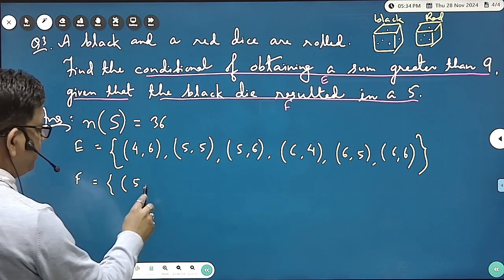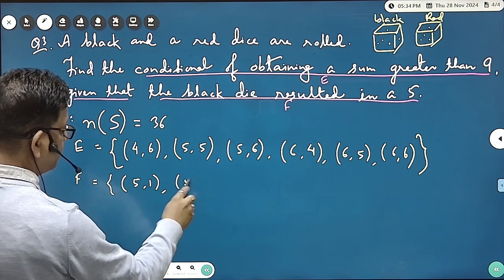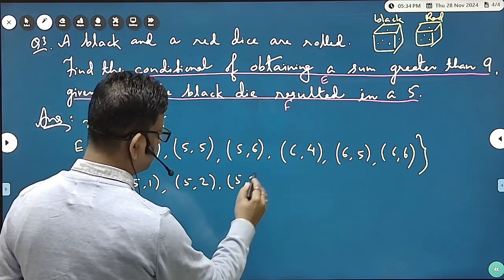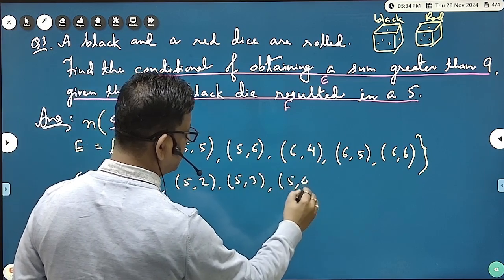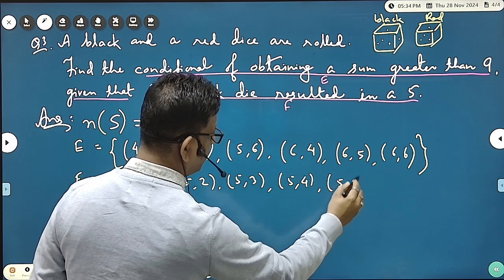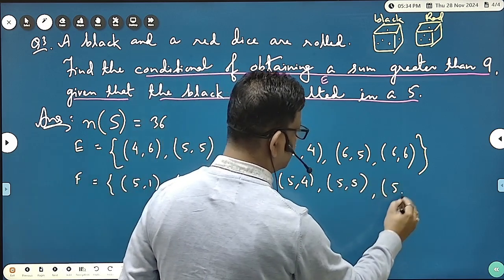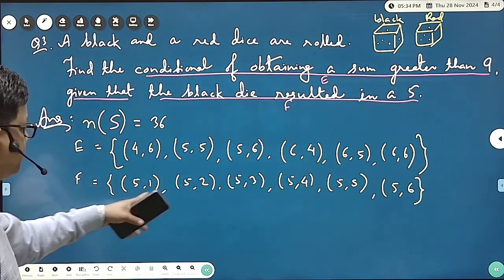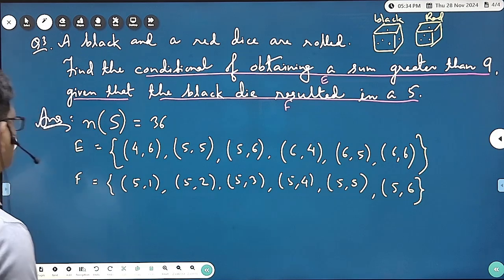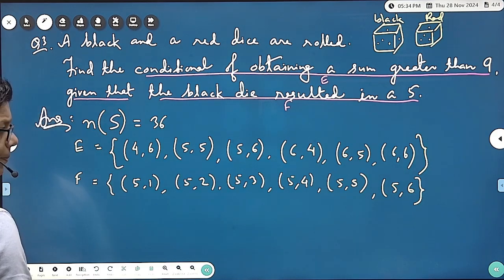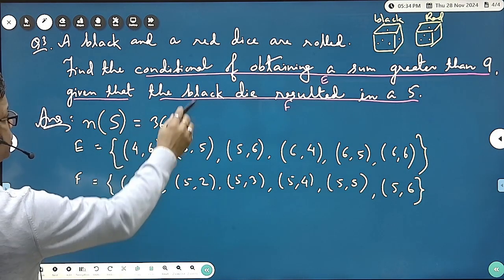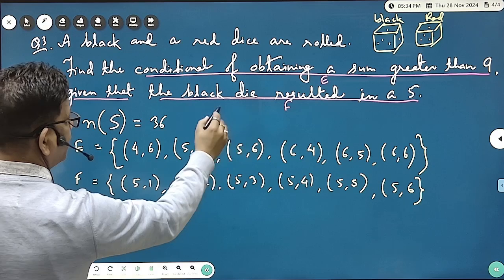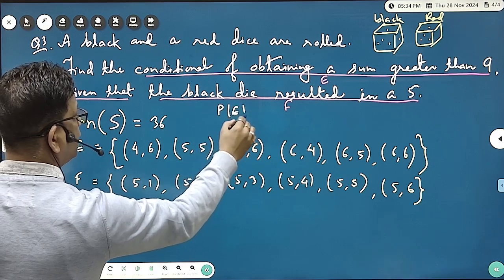So all possible: 5 1, 5 2, 5 3, 5 4, 5 5 and 5 6. Since they're talking about the black die being 5, the first number is only 5. The rest we don't need. Is it okay? Yes. Now, what is the question? Find the conditional probability of getting E subject to F. That means your aim is P of E given F.